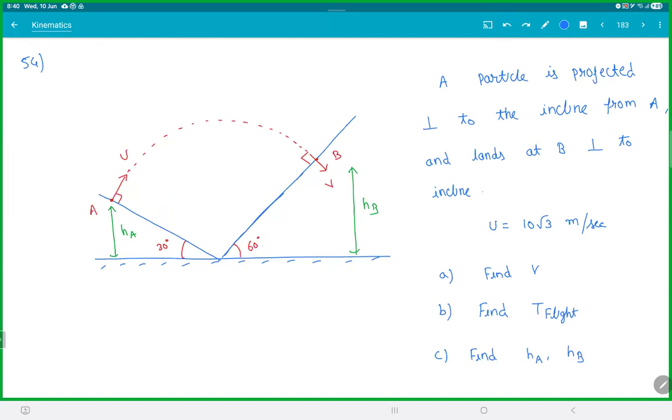What about the second part? Time of flight. How will you do that? Try. I'll give you another minute. Yeah, Anish, time is right. Karthik, time is right.